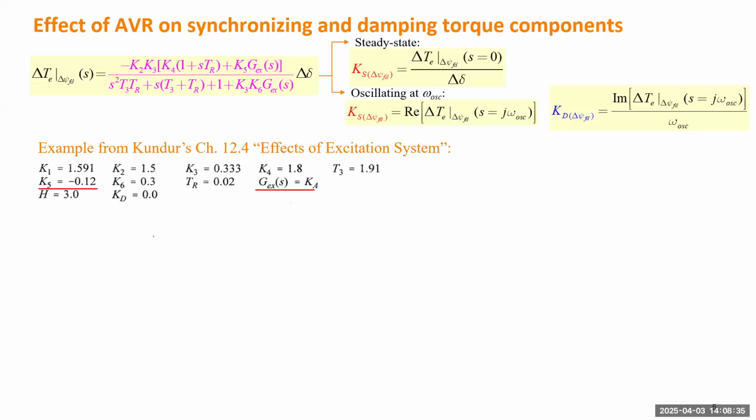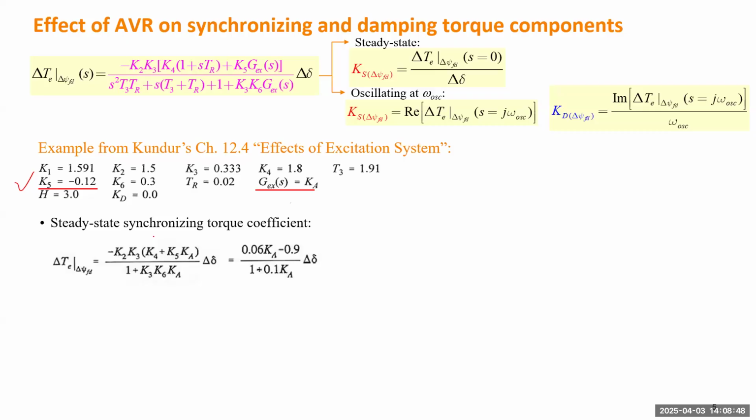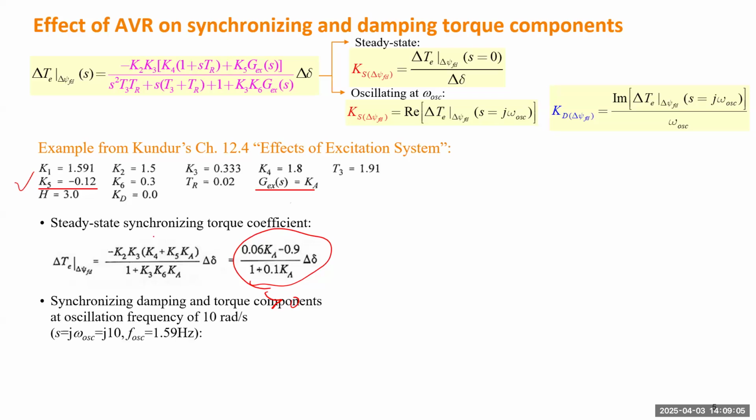So there's one example from Kundur's book. I give you some typical values. You see this K5 takes a negative value in order to make sure the synchronizing torque is positive. Under static condition, you let S be 0, and that will give you this one. If you want the synchronizing torque to be positive, you need to make sure the numerator is positive, right? You can determine the minimal value for Ka. The K needs to be large enough.